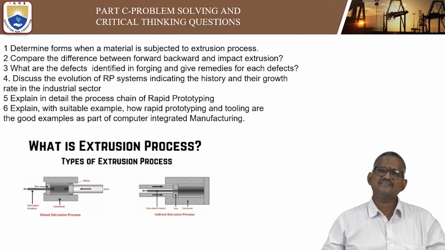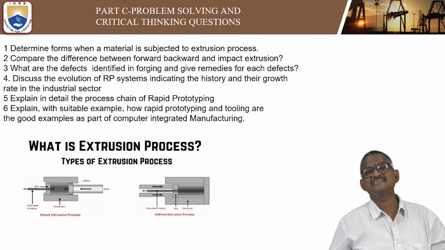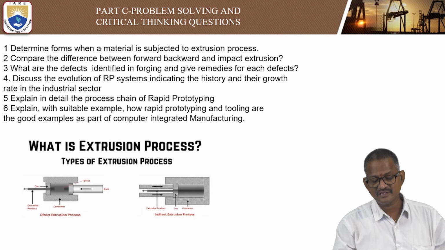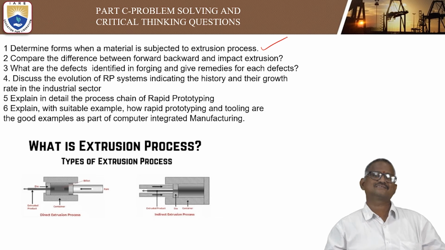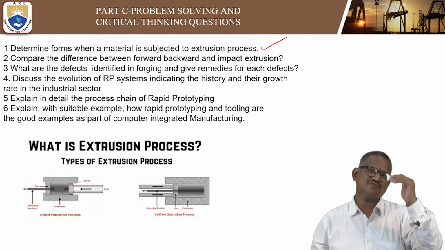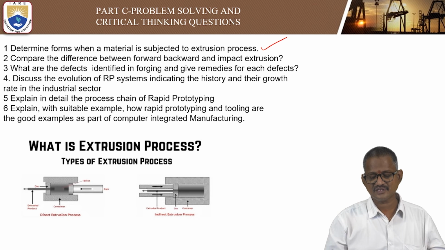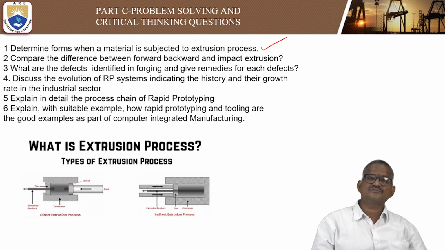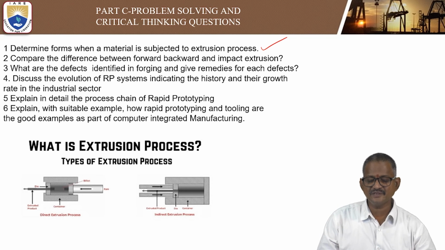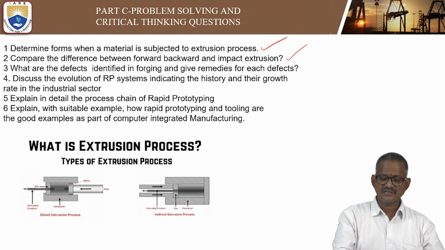Let us look at some of the different types of questions for the critical thinking process. Determine the forms when the material is subjected to the extrusion process. That is, what are the various forms and what type of material is used in the extrusion process. You can list them out and explain with the help of neat sketches. And compare the difference between forward, backward, and impact extrusion. So you can look at these three.